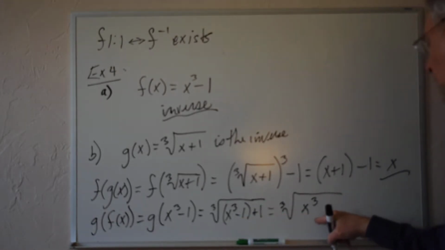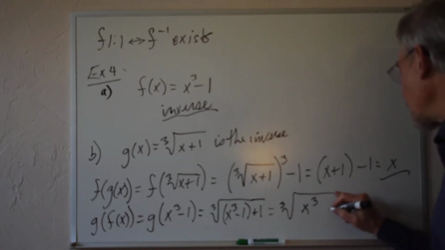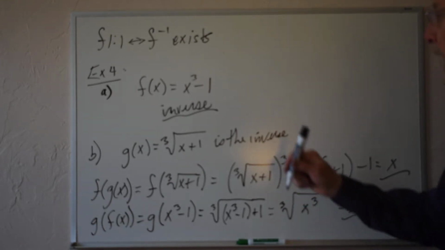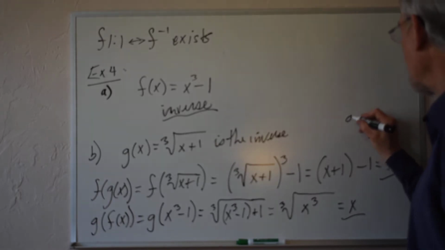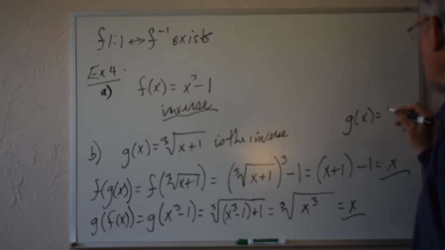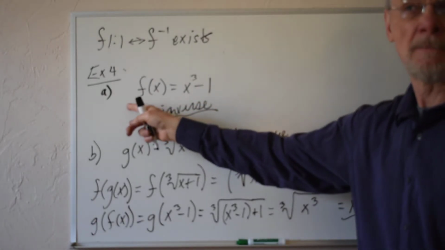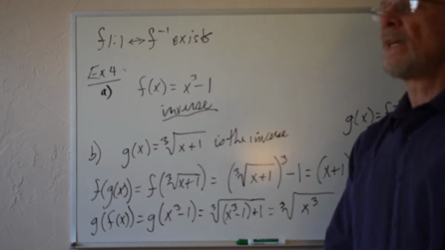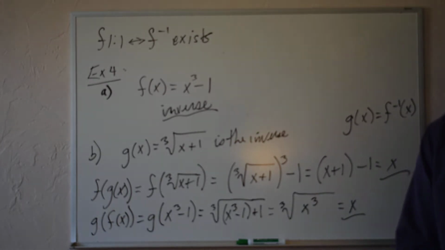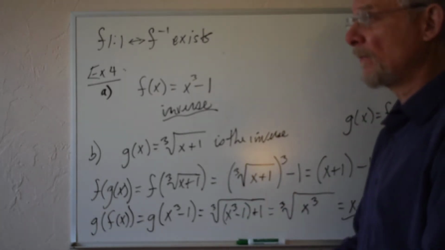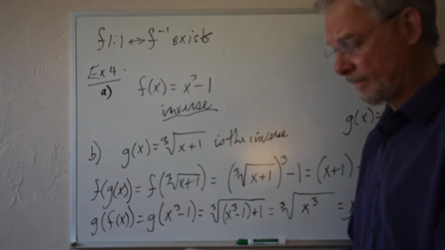Minus 1 plus 1 just gives me the x cubed. The cube root of x cubed is x, and I'm done. So what I have shown is that g of x is actually the inverse of f of x. And you notice I keep saying the inverse instead of an inverse, because there can't be more than one. It can be proved that the inverse function is unique.